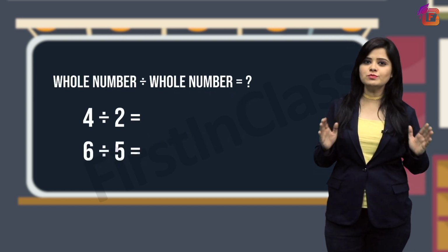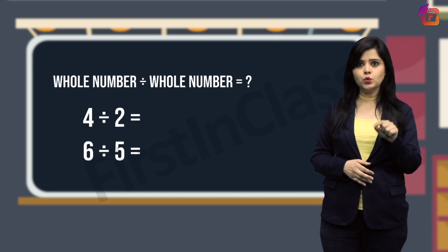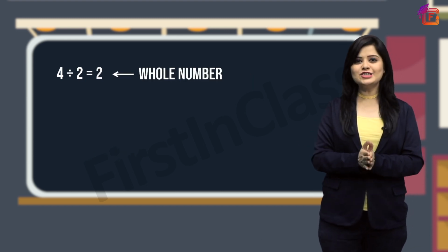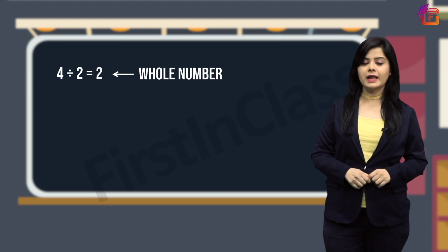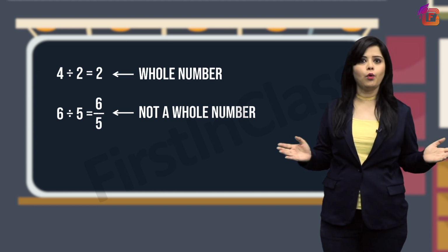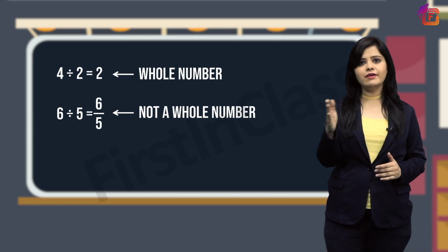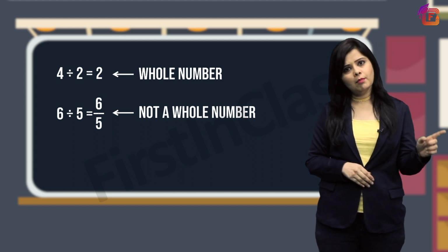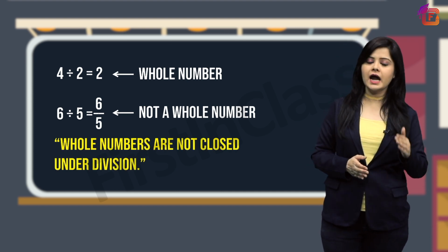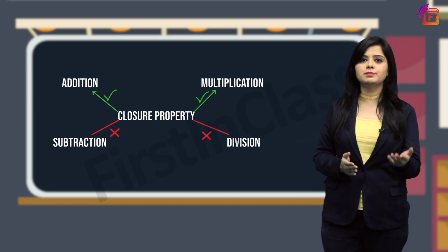Now, can you check the closure property for division? Let us check these calculations 4 divided by 2 and 6 divided by 5 to find out. Well done! 4 divided by 2 is 2, which is again a whole number. But do we get a whole number when we divide 6 by 5? No, we don't. We get a fraction and not a whole number when we divide 6 by 5. So, we don't always get a whole number when we divide two whole numbers. Hence, whole numbers are not closed under division. Hence, we conclude that whole numbers are closed under addition and multiplication only.